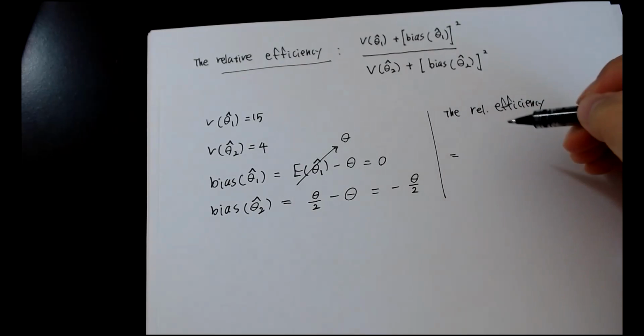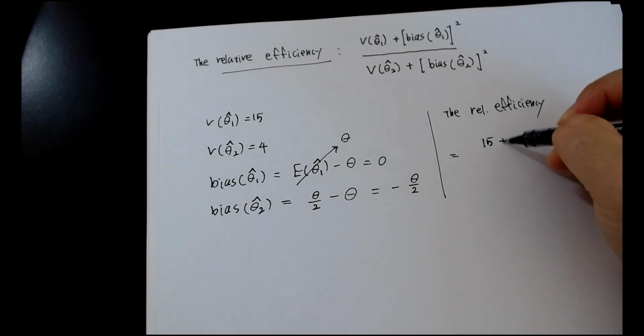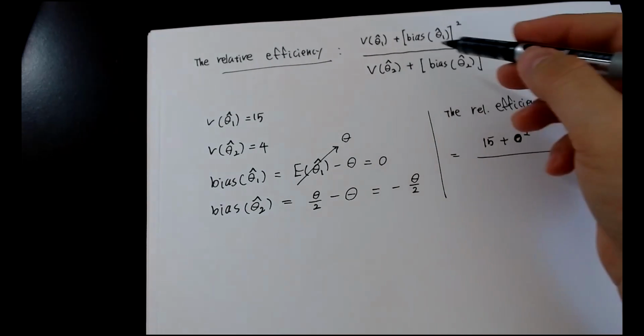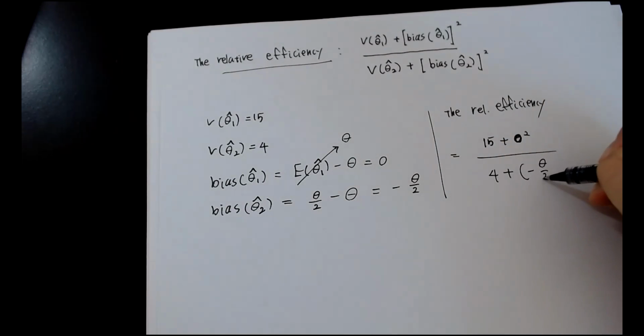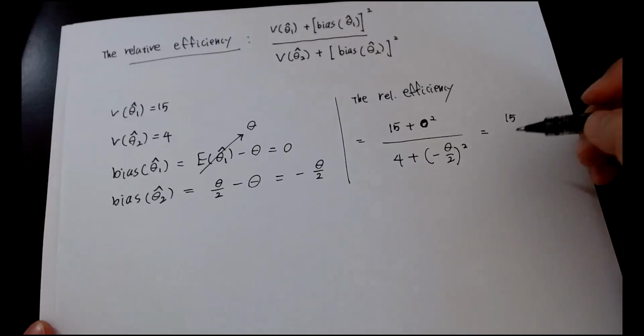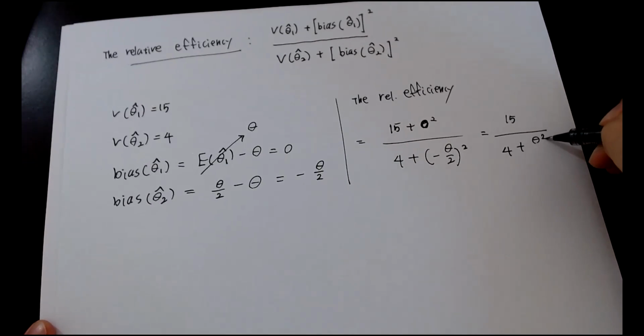yeah, that is equal to what? The variance of theta 1 hat is what? 15, right? So 15 plus 0 squared. Oops, not theta. Okay, this is 0. Over, and then what? The variance of theta 2 hat, which is 4, right? 4 plus, and then minus theta over 2 squared, right? Which is 15 over 4 plus theta squared over 4, right?